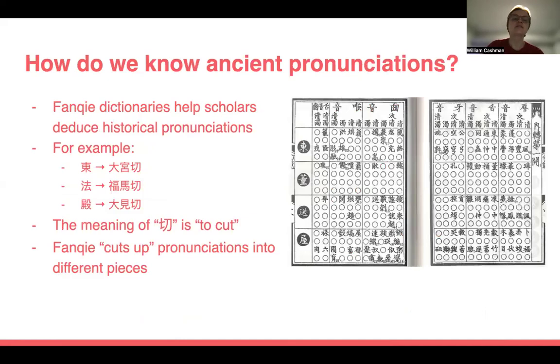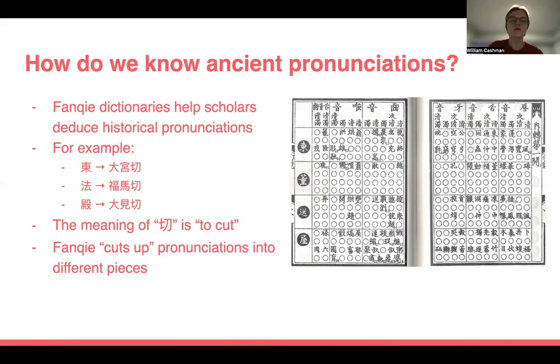So how do we know ancient pronunciations? Fanjie dictionaries help scholars deduce historical pronunciations. Fanjie dictionaries have been published in China for many, many hundreds of years, and they work by splitting the sounds of a character into initials and finals, and using other characters to write down these initials and finals. So, for example, we have three characters here: Dong, Fa, and Dian. Now, these are not how they would be in a dictionary, probably, but just for the sake of convenience, I came up with my own 反切 for these.